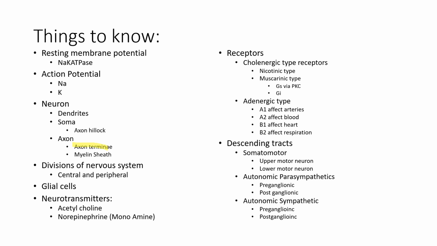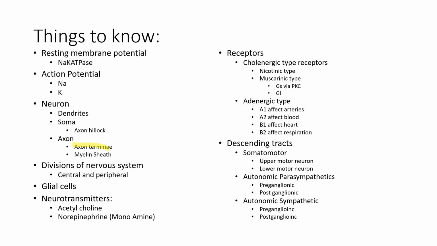The axon terminal is the end, and that's where you have the vesicles. When the action potential gets to the axon terminal, remember that sodium channels are not used there. It's actually the calcium channels. So calcium comes in, binds to the calmodulin, which causes the neurotransmitter to leave.